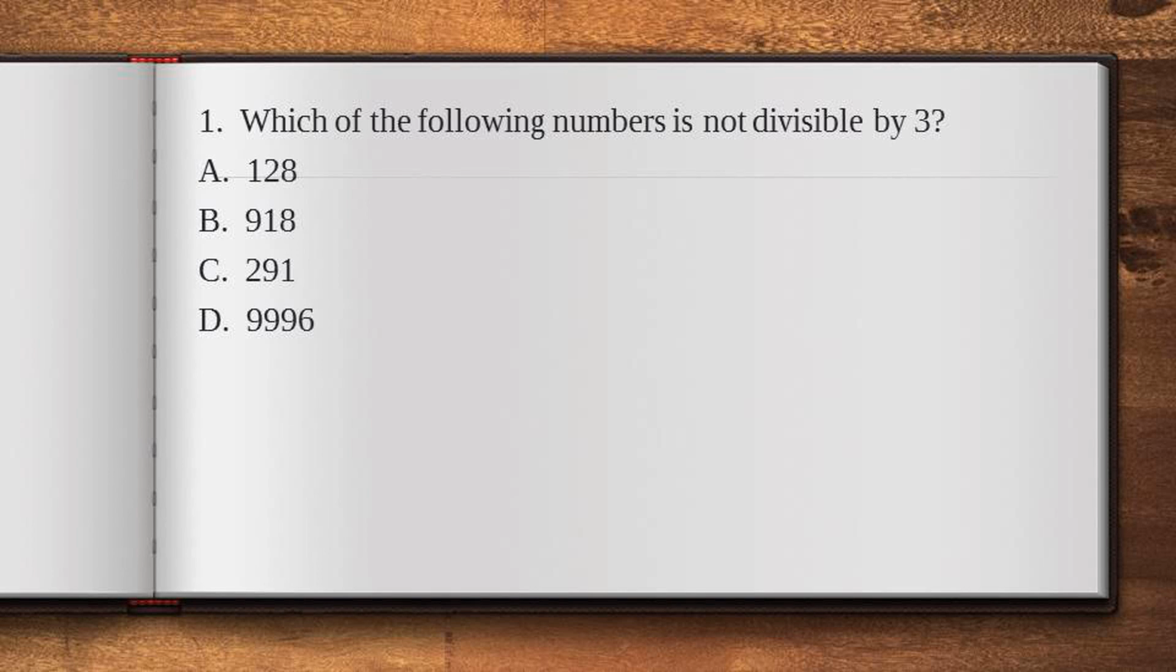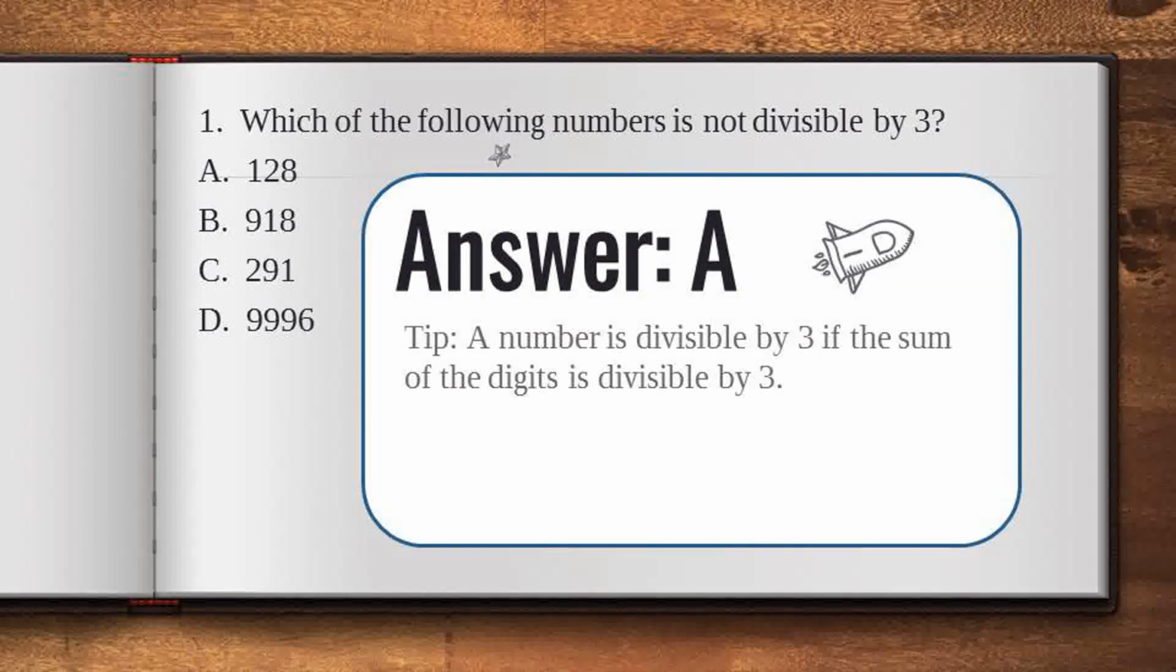The correct answer is letter A. When we say divisible by, this means that when you divide one number by another number, the result or the quotient is a whole number. And the rule is that a number is divisible by 3 if the sum of the digits is divisible by 3, such as 918, 291, 9996. When we add the digits of 918, the sum is 18 and 18 is divisible by 3. Thus, 918 is divisible by 3.